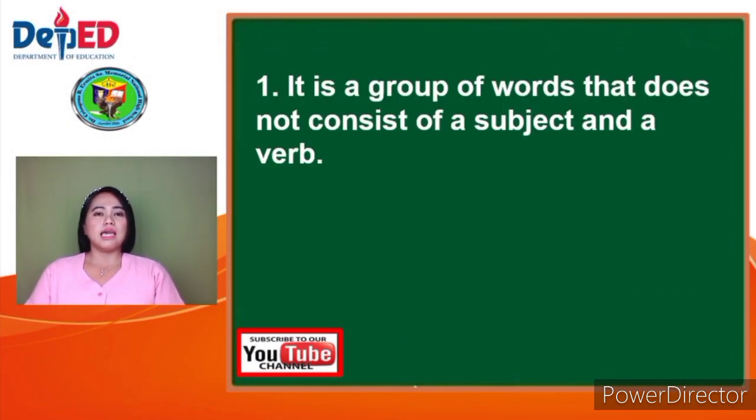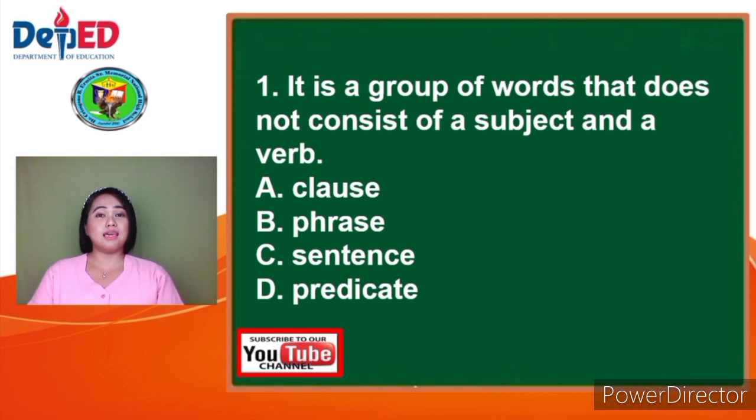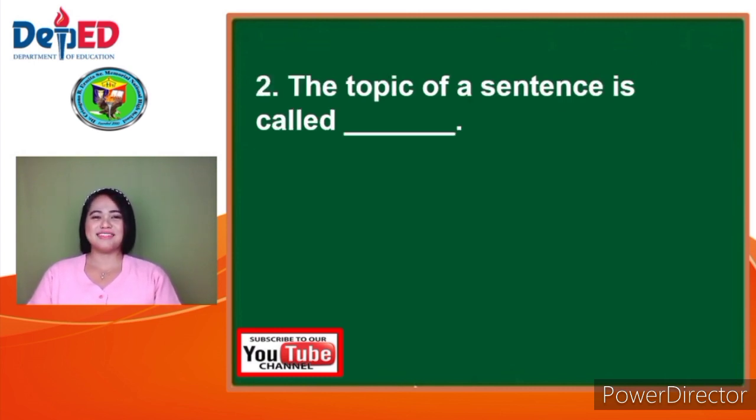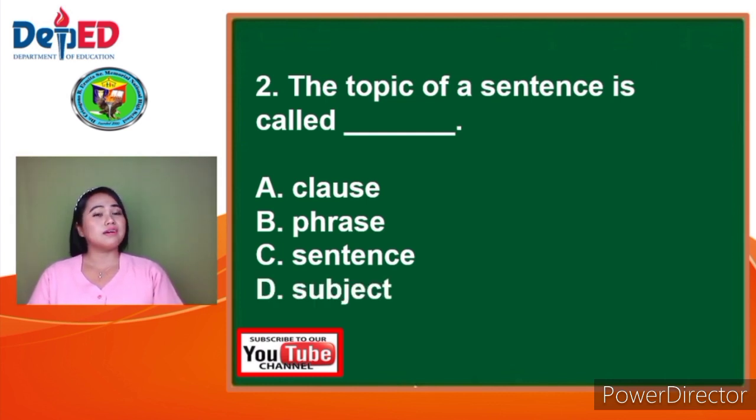Number 1. It is a group of words that does not consist of a subject and a verb. A. Clause. B. Phrase. C. Sentence. D. Predicate. And the answer is B. Phrase. 2. The topic of a sentence is called A. Clause. B. Phrase. C. Sentence. And D. Subject. Answer is subject.